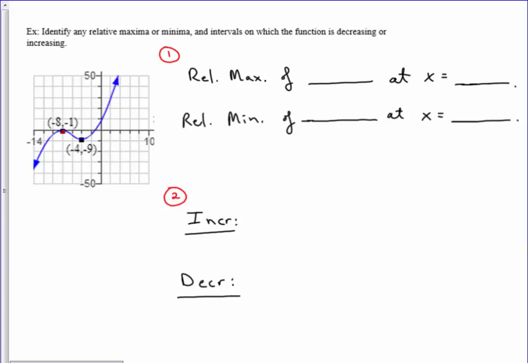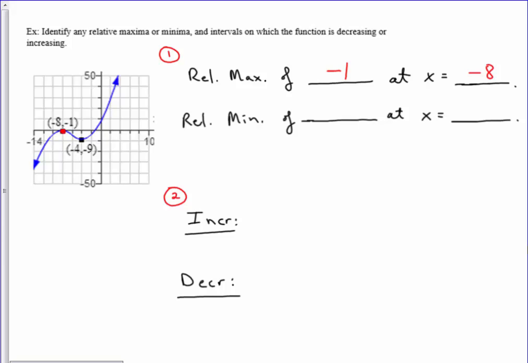In this example, we can see that it would be the ordered pair that's been given to us, -8, -1. Remember that a max or a min is a y value, and so for that particular ordered pair, we can see that the y value is -1. Because it's a relative max, we would want to say for this first part, relative max of -1 at x equals -8.